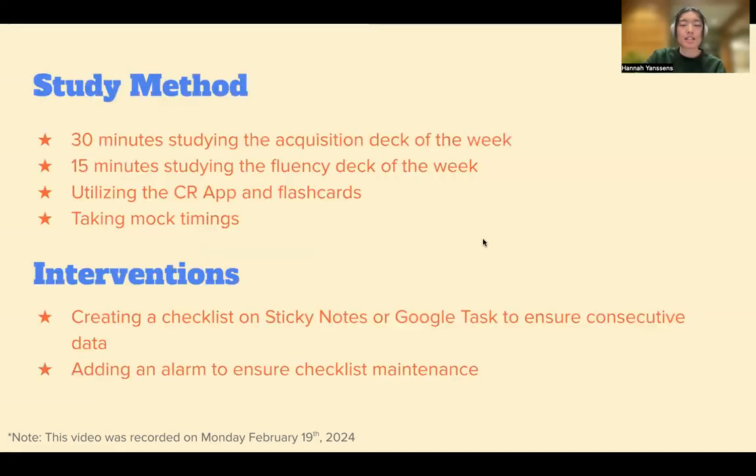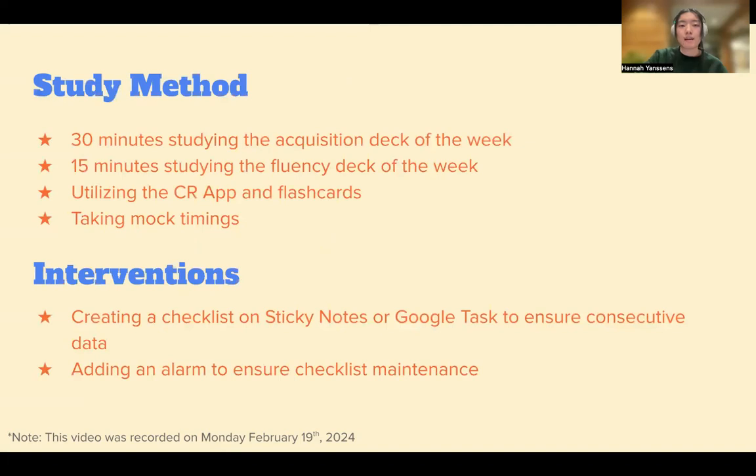And then the study method consisted of 45 minutes cumulatively, 30 minutes spent studying the week's acquisition deck, and then 15 minutes spent for fluency decks. I used the CR app and physical flashcards to practice the SAFMETS method and to take mock timings.